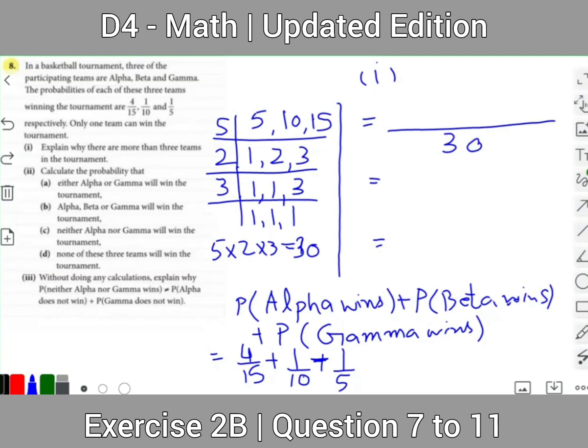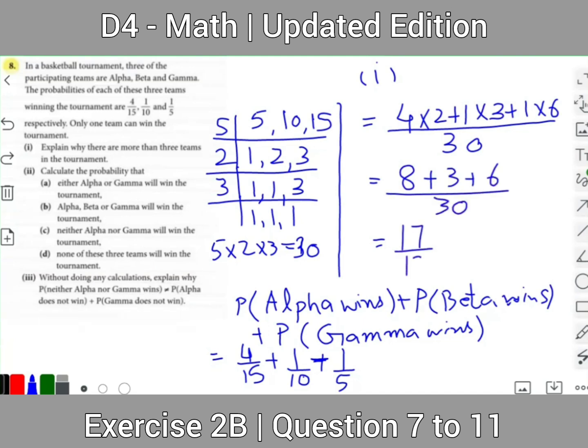Here, 15 times 2 is 30. So 4 times 2, add 10 times 3 is 30. So 1 times 3, add 5 times 6 is 30. So 1 times 6. 4 times 2 is 8. Add 3 times 1 is 3. 6 times 1 is 6, divided by 30. Now adding up, we will get 17 over 30. So the probability of alpha wins add beta wins add gamma wins is less than 1.